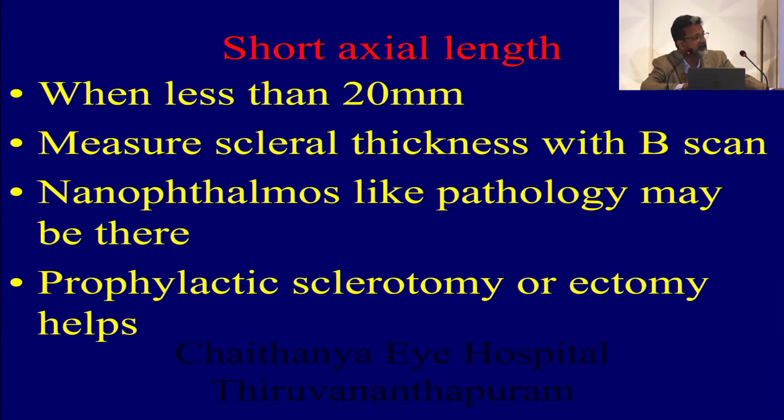Short axial length, when your axial length is less than 20, expect nanophthalmos also as a possibility, measure the scleral thickness, and if that is suspect, we go for a prophylactic sclerotomy, sclerectomy, and that helps in reducing complications.